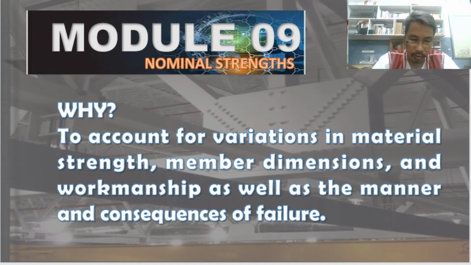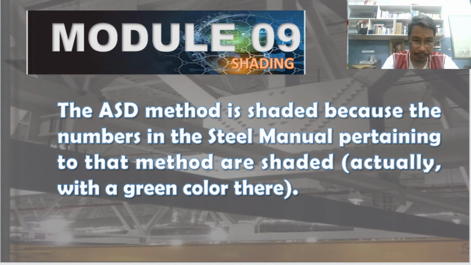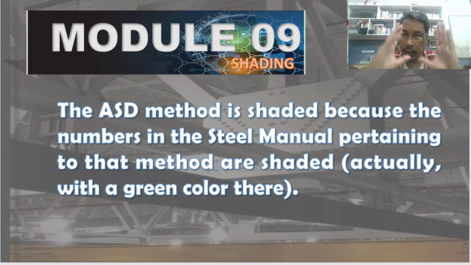Because of those things, we have to take into consideration the different safety factors, and since we are going to apply safety factors, we need a theoretical strength value, which is what we call nominal strength.